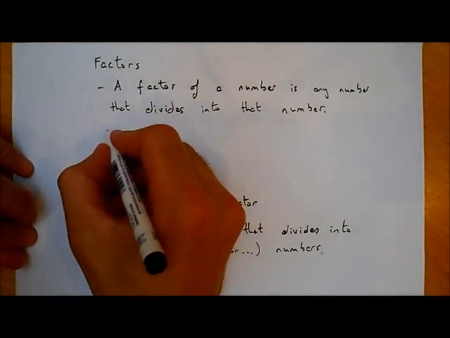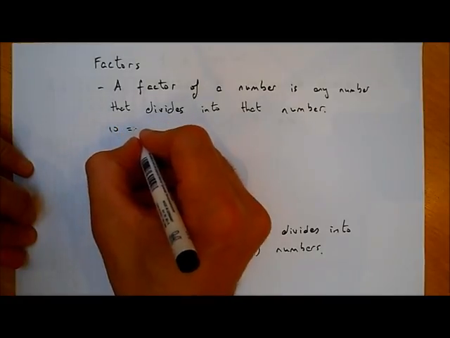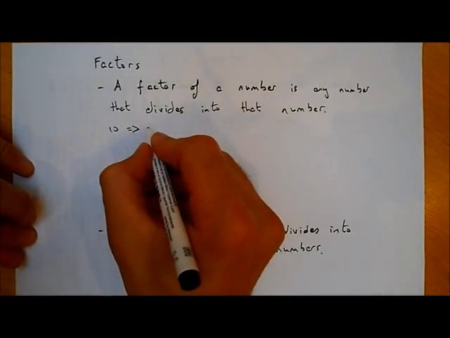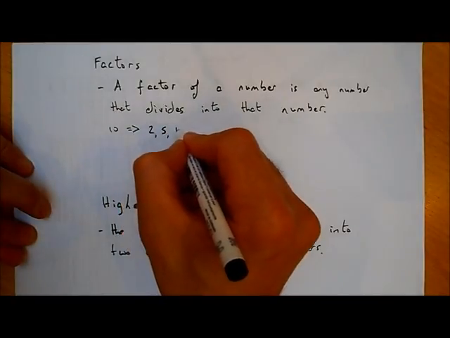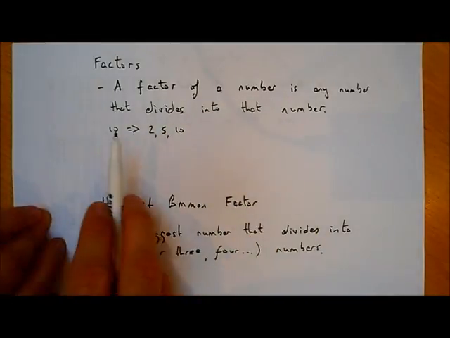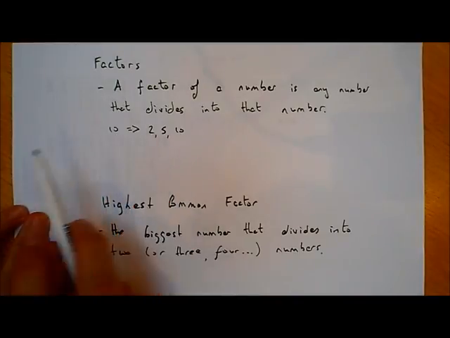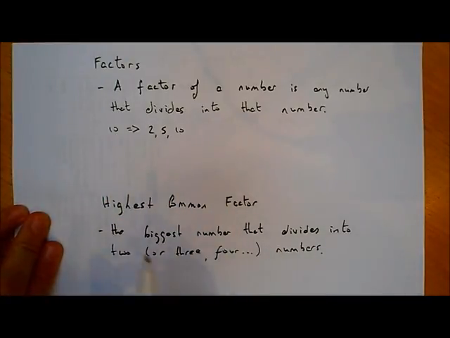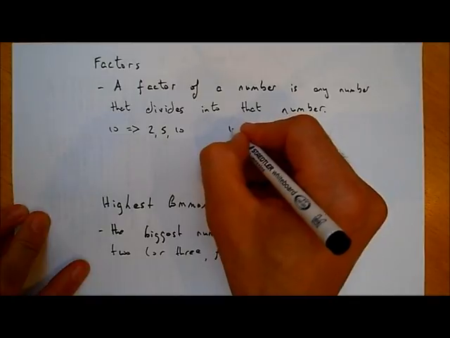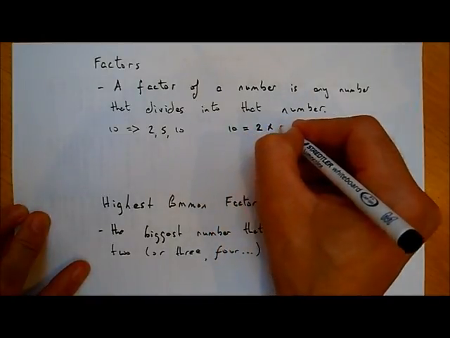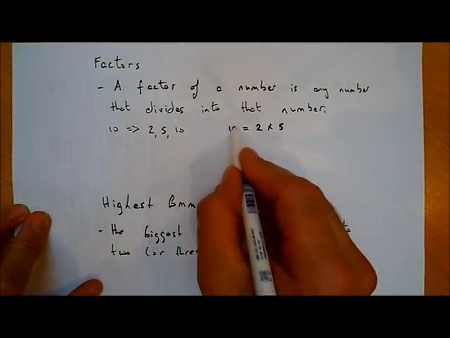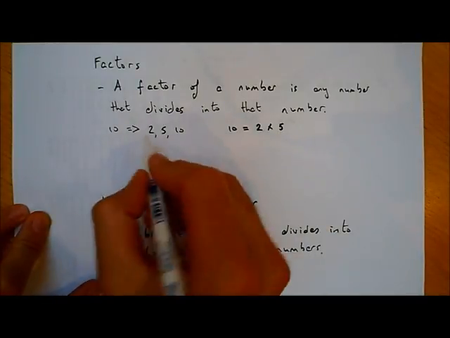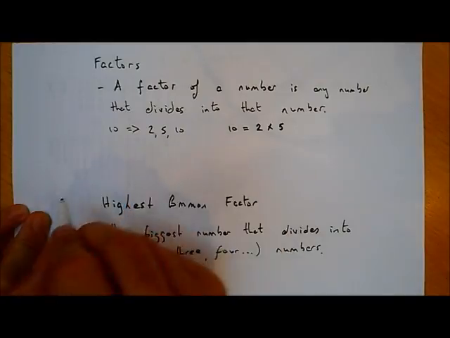Let's say we take the number 10. What are the whole numbers that divide into 10? Well, 2 divides into 10, 5 divides into it, and 10 divides into 10. So the factors of the number 10 are 2, 5, and 10. I could write 10 is equal to 2 multiplied by 5. 2 divides into 10 and 5 divides into 10. So the factors of 10 are 2, 5, and 10.